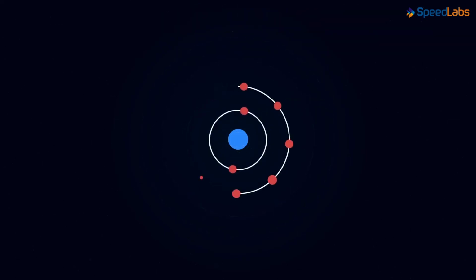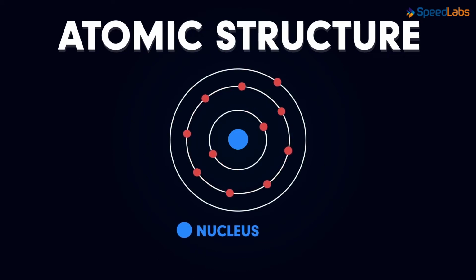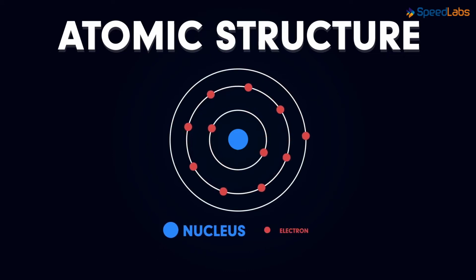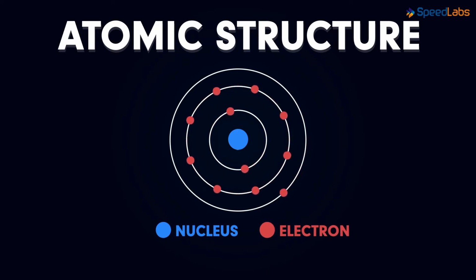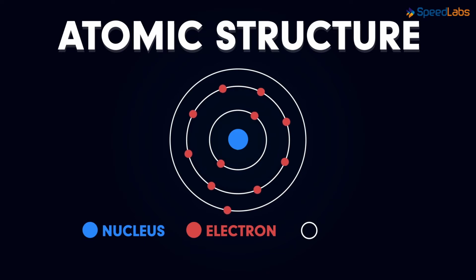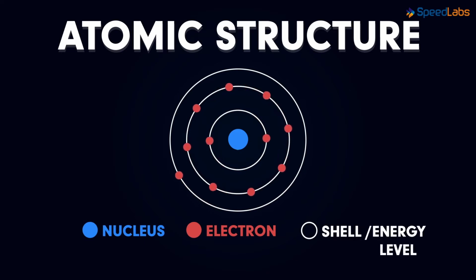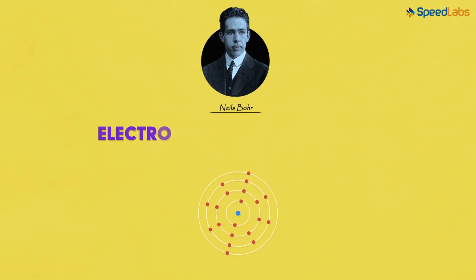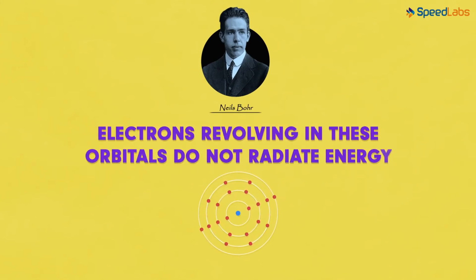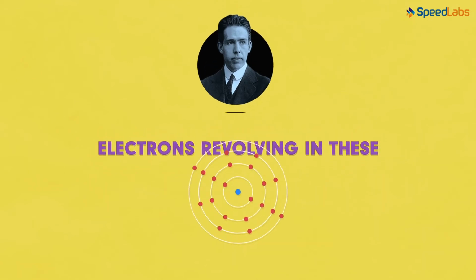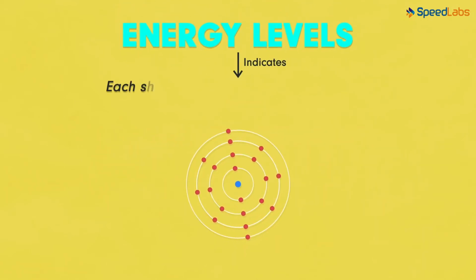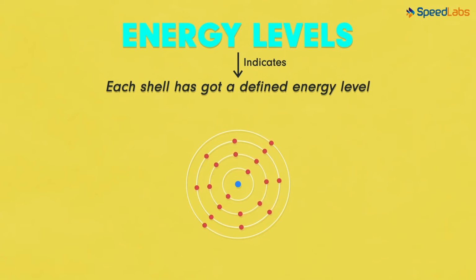In a similar way, we have the atomic structure. The nucleus acts like the sun located at the center, and the electrons are like planets which revolve in fixed, defined orbitals. These electron orbitals are referred to as shells or energy levels. Now the name energy levels gets us to an important concept. Niels Bohr suggested that the electrons revolving in these orbitals do not radiate energy. Now this is justified when we use the term energy levels, because it indicates that each shell has got a defined energy level. That means when the electrons revolve in these shells, they do not liberate any form of energy.